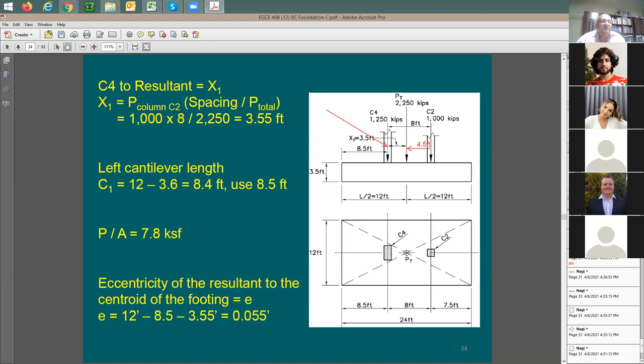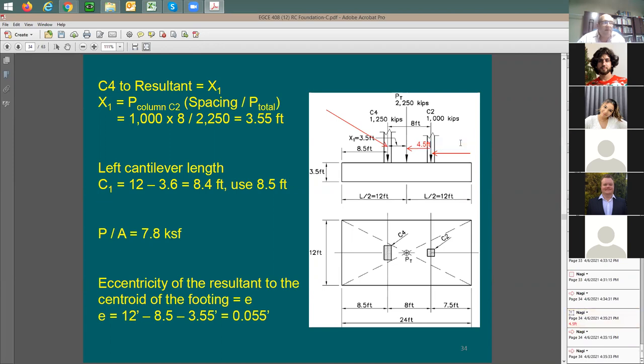And how about this distance? You're going to say 12 minus 4.5 is 7.5, which is right here. You're going to say this is going to be here 7.5 feet. So as you see here, I moved the footing a little bit to the left. I made this to be 8.5, this is going to be 7.5. Because I wanted the centroid of the footing or the center of the footing to be aligned with the resultant force. And by doing this, I eliminate the moment applied on the footing.